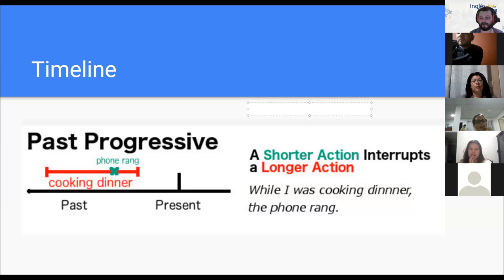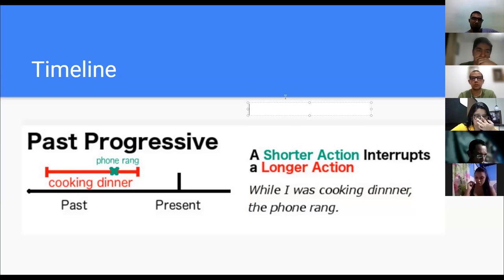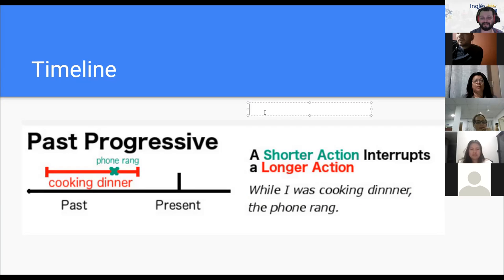Ingrid, 3, 2, 1. Okay, right. While I was visiting the customer, I closed the sale with her. While I was visiting a customer, I closed a sale. Very good. All right, good job.